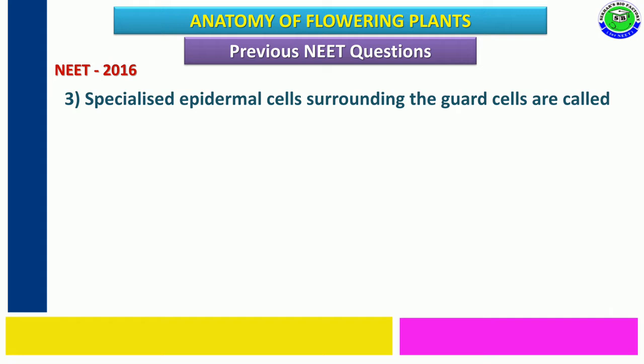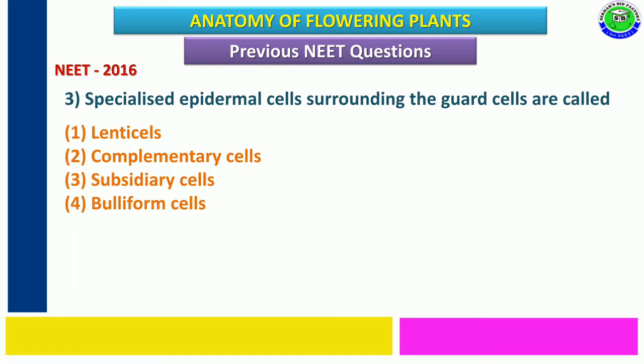NEET 2016, question number 3. Specialized epidermal cells surrounding the guard cells are called first option lenticels, second option complementary cells, third option subsidiary cells, fourth option bulliform cells. The correct answer is third option, subsidiary cells. The subsidiary cells are specialized, non-chlorophyllous cells present around the guard cells, helpful for opening and closing of stomata.